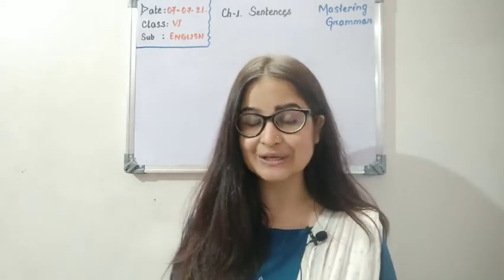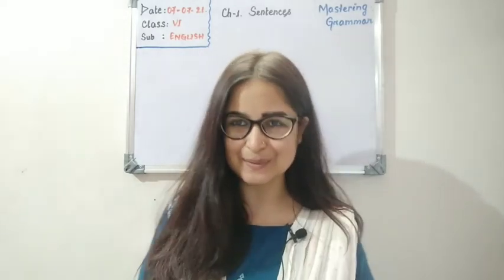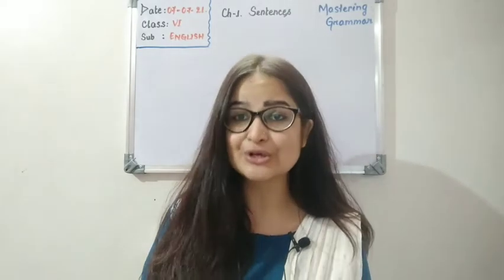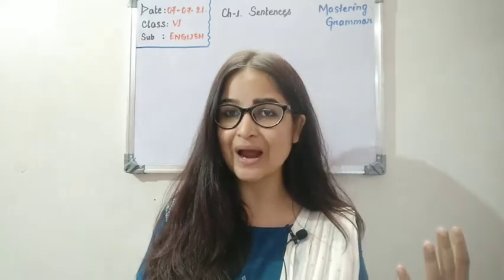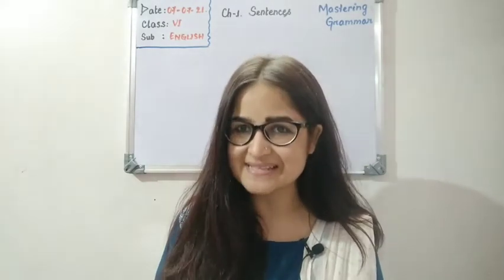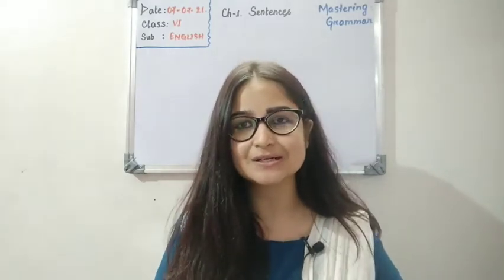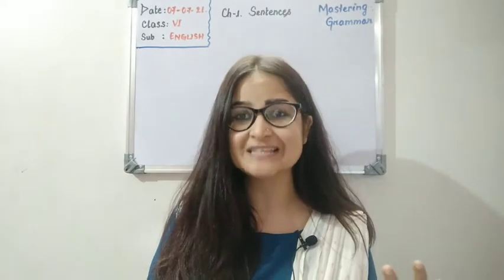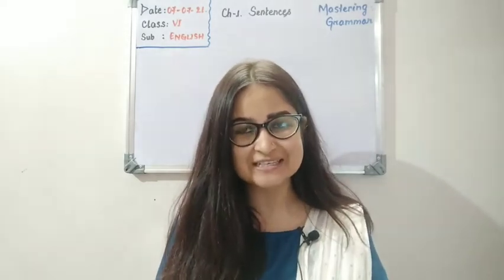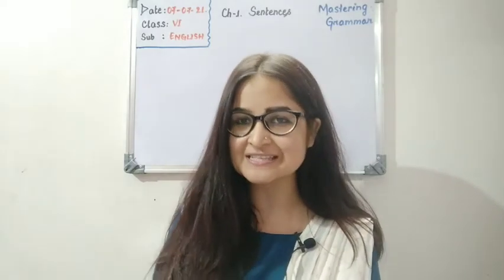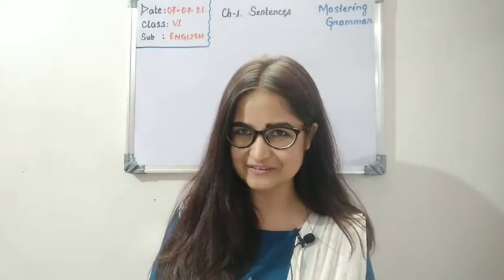For today's English lesson, we are going to continue with the sentences chapter, the first chapter from your Mastering Grammar book. So children, you are aware that we had already started this chapter and we had learned about what sentences are. We had learned about the different kinds of sentences, namely the declarative or assertive sentences, the exclamatory sentences, the imperative sentences and the interrogative sentences.